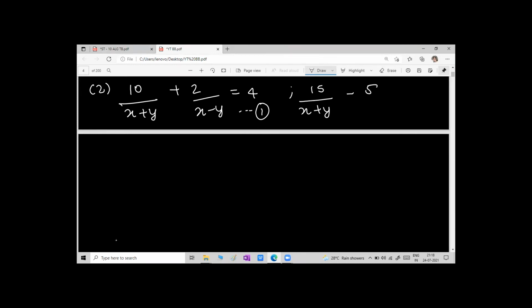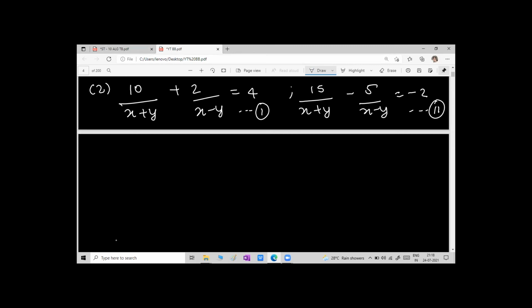10 upon x plus y plus 2 upon x minus y is equal to 4. Let this be my equation number 1. And what is one more equation they have given me, that is 15 upon x plus y minus 5 upon x minus y is equal to minus 2. Let this be my equation number 2. Okay. Any questions till now?